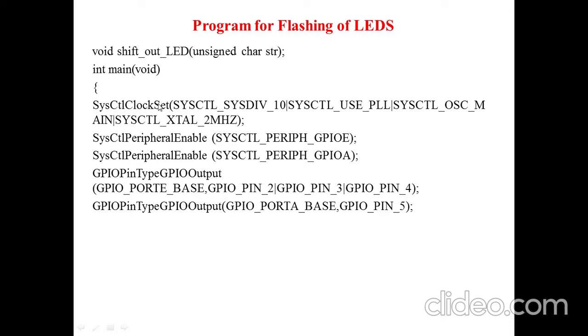And I have to start with my flow chart. The first step is the peripheral clock. You have to enable the peripheral clock. Already you know how to develop the syntax for the system control clock set. Second, I'm going to enable port E and port A. For port E, the pins I'm going to use are pin 2, pin 3, and pin 4. Similarly, for port A, I'm going to use pin 5. So first, enable the peripherals with set system control, peripheral enable, and set the output with GPIO pin type, GPIO output. This we already discussed in lab 1.